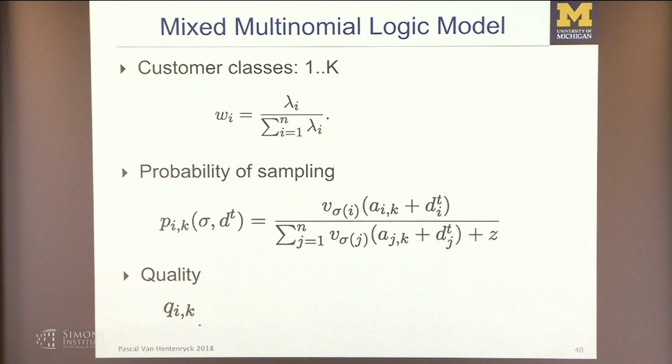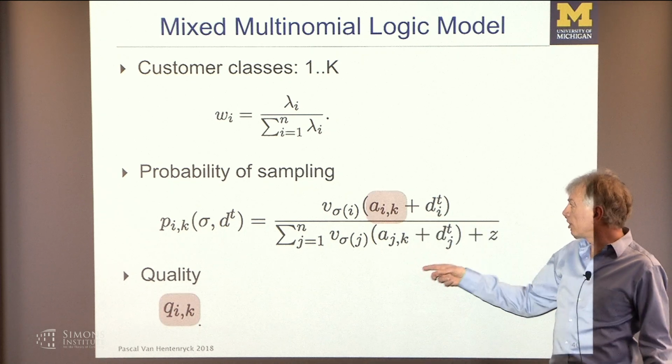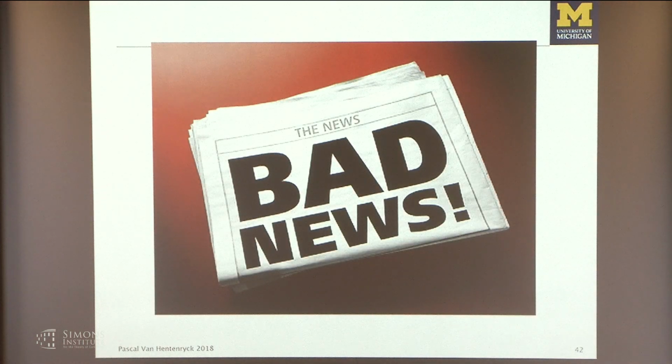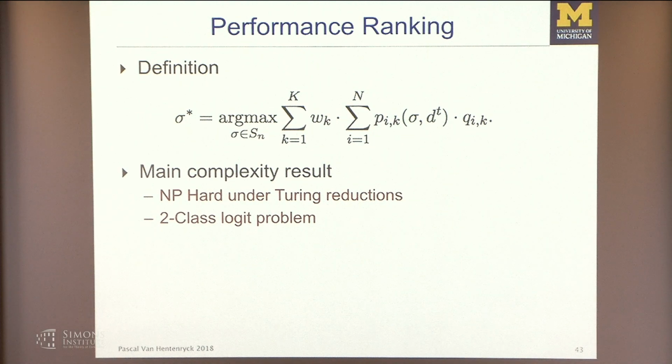And one of the things that people always complain is that, yeah, but you assume that all the customers are kind of homogeneous. What happens if there are different classes of users and they have different kinds of appeal and different kinds of utilities for every one of the products? And so you can generalize this, and essentially what is happening is that the appeal of the product and the quality of the product is going to depend on the classes of users. And so you can ask exactly the same question: what do you present to the customers, and are the popularity signals beneficial? And there you have bad news. If you try to optimize, this is NP-hard under Turing reduction, so it's very difficult to do. And it's actually very difficult in practice, at least on the instances that we looked at. So we can't really optimize this globally.